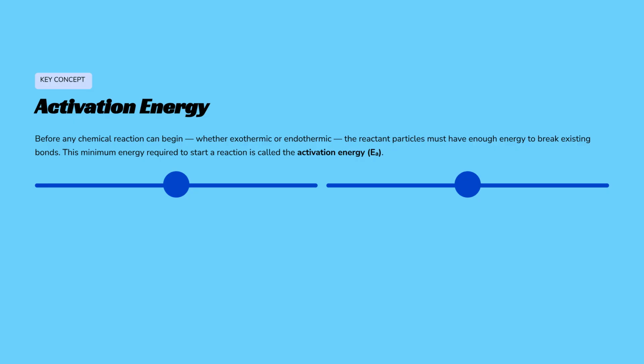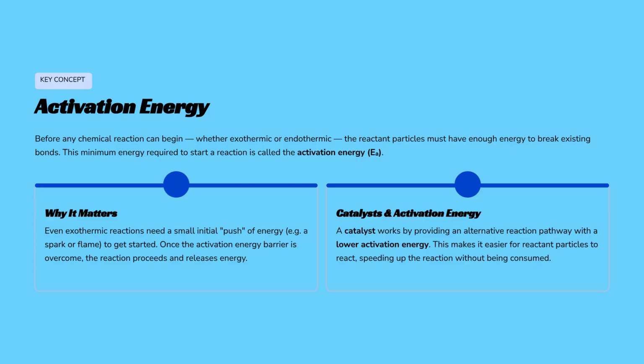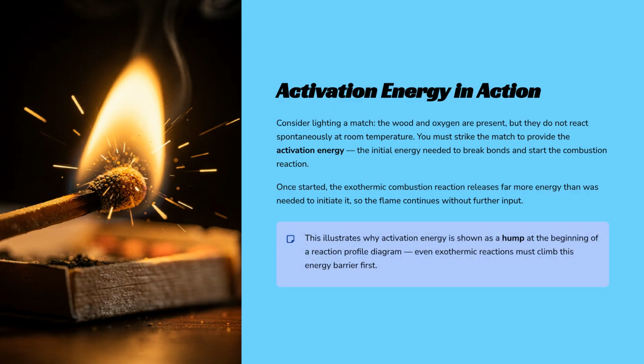Activation energy, Ea, is the minimum energy needed to start any chemical reaction. This energy is required to break the existing bonds in the reactant particles. Catalysts accelerate reactions by lowering this activation energy barrier. Lighting a match demonstrates activation energy. You must strike it to provide the initial energy needed to break bonds. Once started, the exothermic combustion releases enough energy to sustain the reaction without further input.